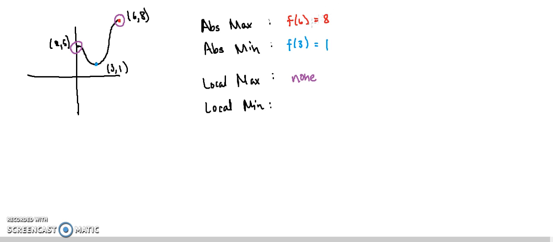How about local minimum? Do we have any low points? Well, we have this one that we looked at before. All right, that's a low point. Do we have an area around it where it looks like a low point? Yes. So this one is a local minimum. So we have a local minimum at 3, and the value is 1. So f of 3 equals 1 is also a local minimum.